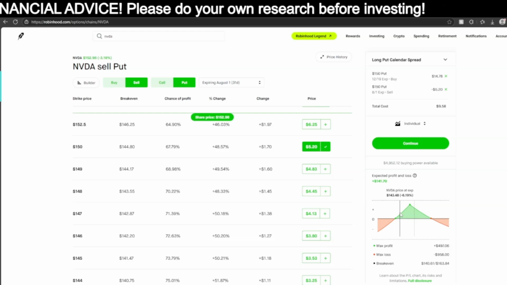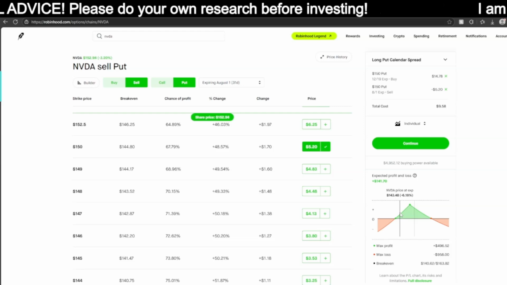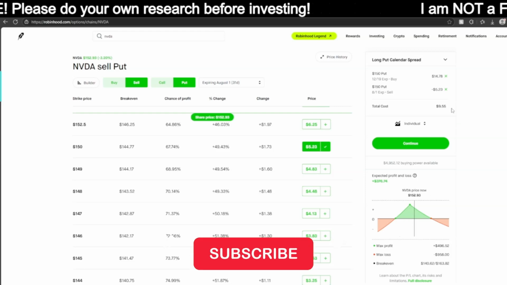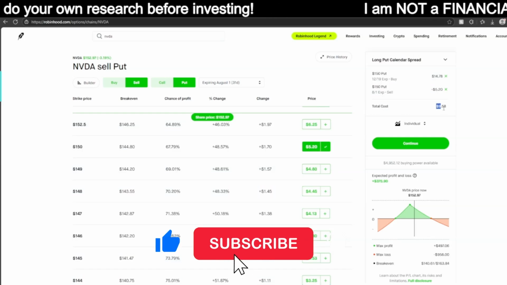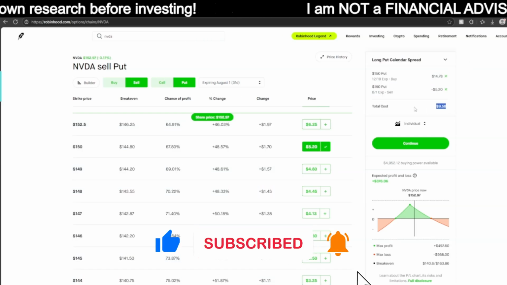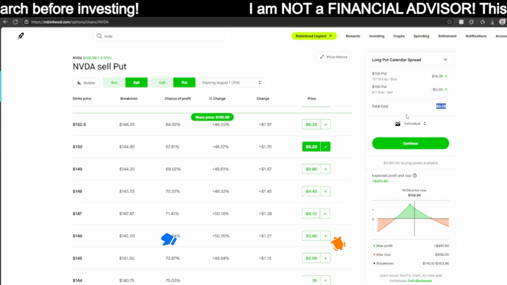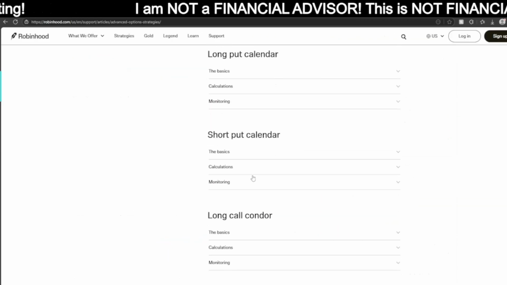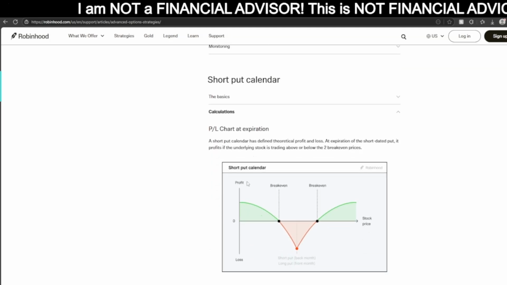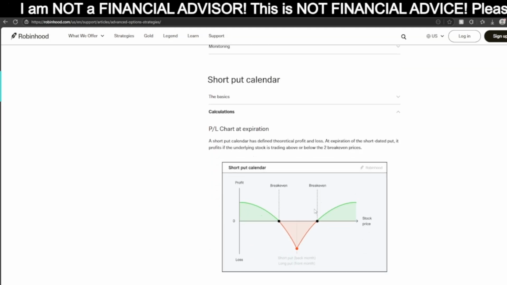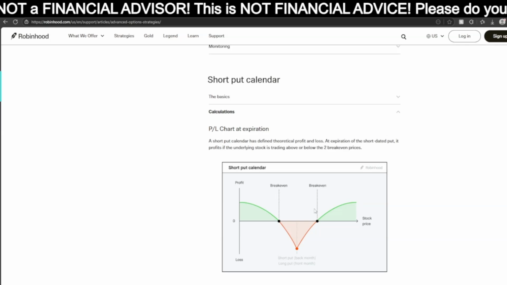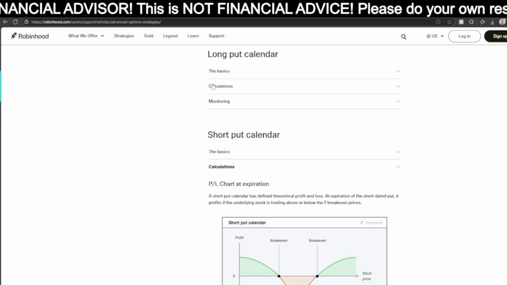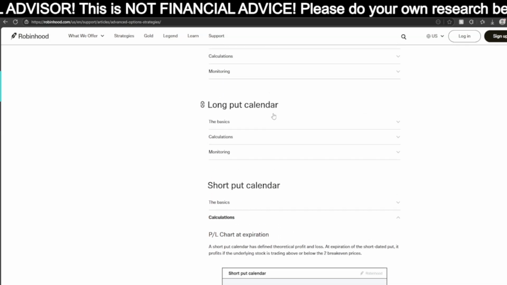Now, instead of having it as a bought option, because this one is a total cost up front, this one you're just paying for it. There's another way to do a calendar spread here, but it's called a short calendar spread. And if you look at Robinhood here, they talk about it right here. It's a short put. And basically, this is what it looks like. It's the inverted version of the bought long call or put calendar that you'll see here.